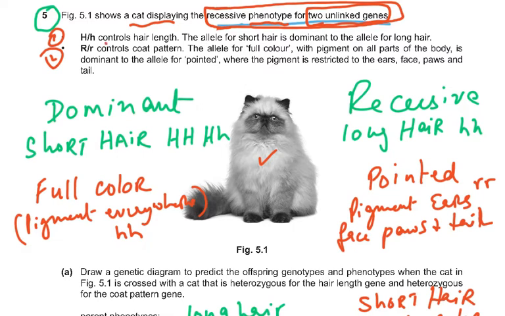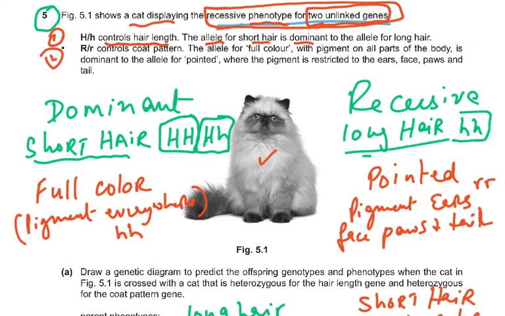Big H and small h controls hair length. The allele for short hair is dominant. So short hair is dominant. So if it is dominant, as I told you before, it will be either homozygous dominant or it will be heterozygous. Heterozygous is not dominant or recessive, it's just heterozygous. So the allele for short hair is dominant to the allele for long hair. So the long hair ones are all going to be small h, small h.